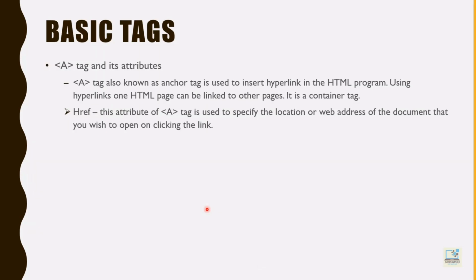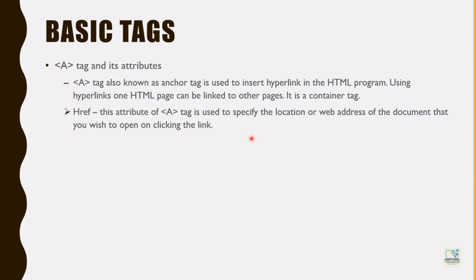Now let us discuss the a tag and its attributes. The a tag, also known as the anchor tag, is used to insert a hyperlink in the HTML program. Using hyperlinks, one HTML page can be linked to other pages. It is a container tag. href: this attribute of the anchor tag is used to specify the location or the web address of the document that you wish to open on clicking the link.